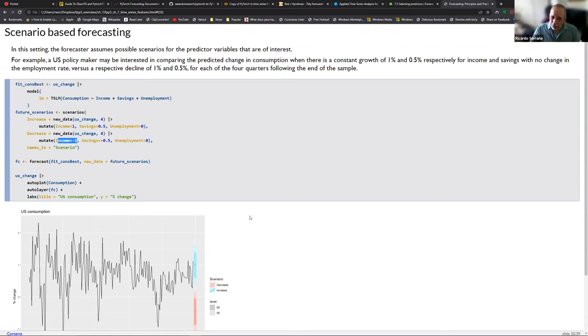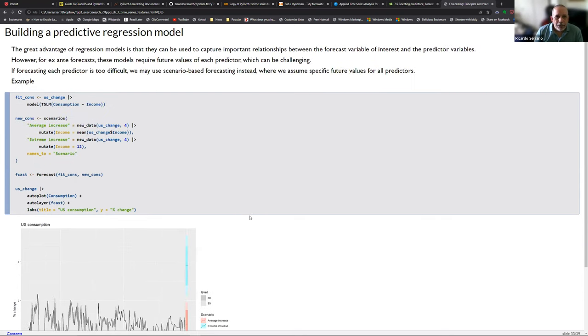And then you give management, or the person with the decision, this option. Okay, if it goes up 1%, this is what we forecast. If it stabilizes, this is what we forecast. If it decreases, this is what it is. All right.